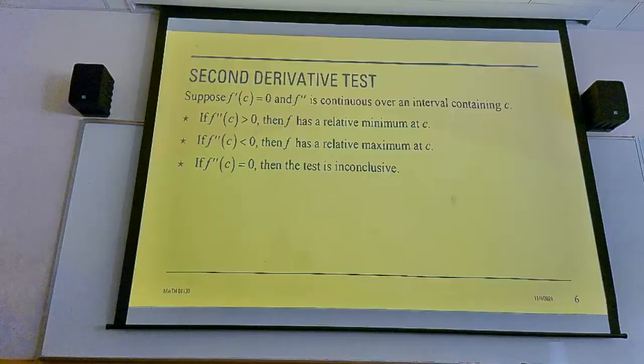Second derivative test has a corollary, which states if c is the only such value, such that f prime of c is 0 in the interval, then it's no longer a relative extrema, it's an absolute extrema.